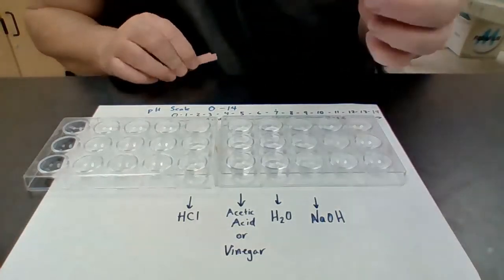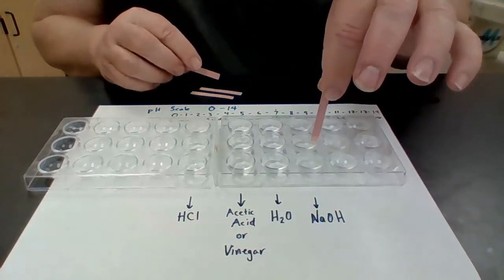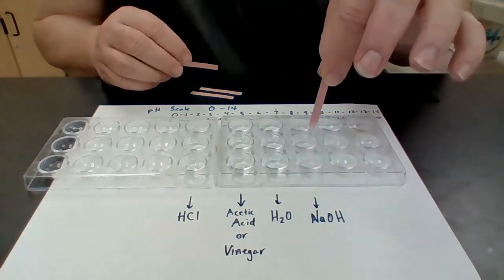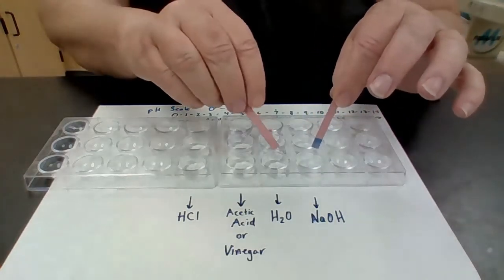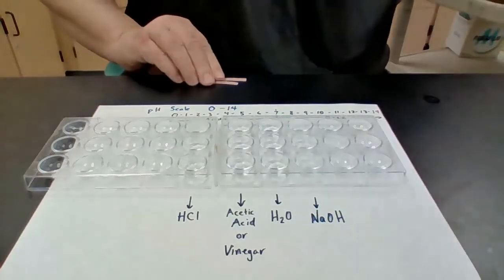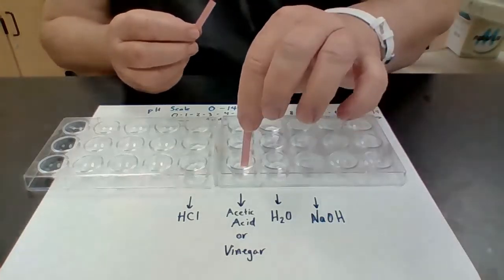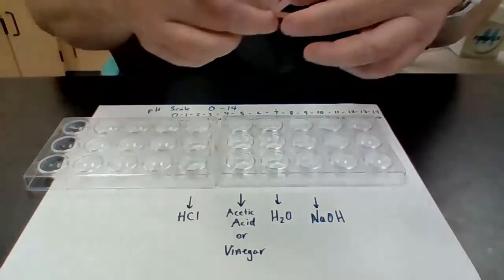So here's some red litmus paper. It should turn blue in the presence of a base. Sodium hydroxide, strong base. Water, nothing happening. Acetic acid, it's an acid, stays red. Hydrochloric acid, acid, stays red.